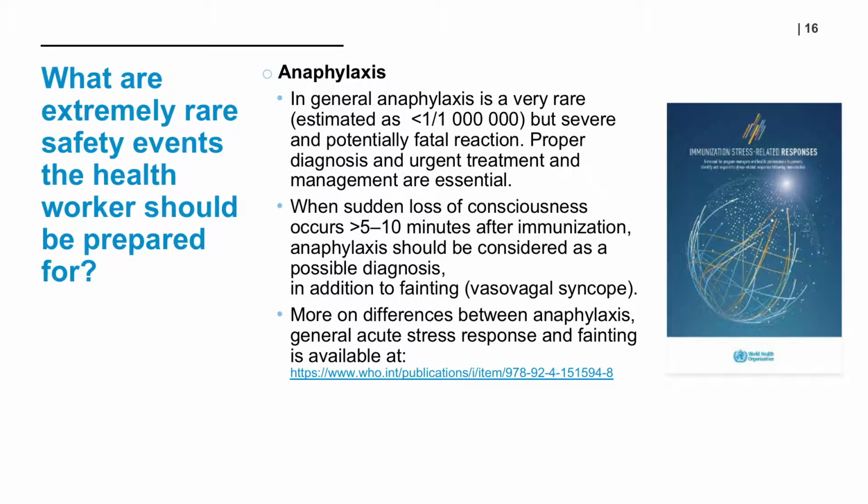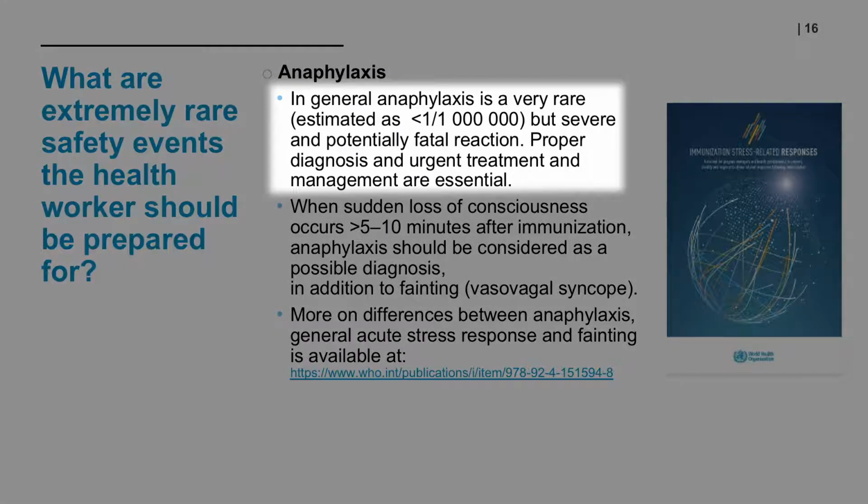So, what are the extremely rare safety events that a health worker should be prepared for? One of the very rare but important safety events to be prepared for is anaphylaxis. This occurs at an estimated rate of less than 1 per million doses, but remember, it can be severe and sometimes potentially fatal. Proper diagnosis and urgent treatment and management are essential.